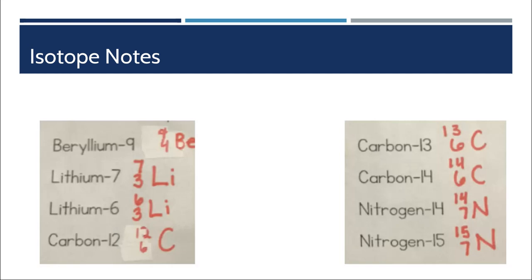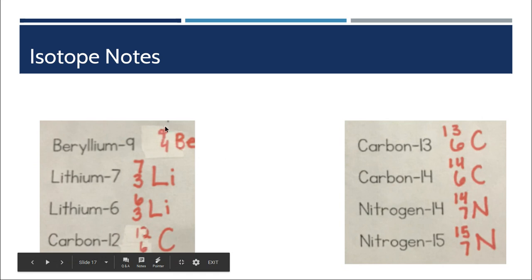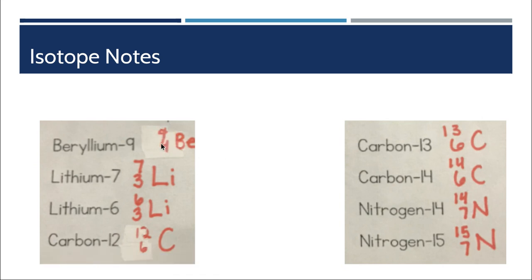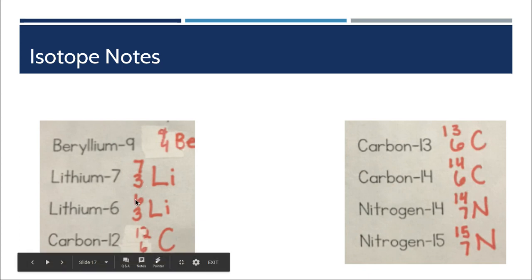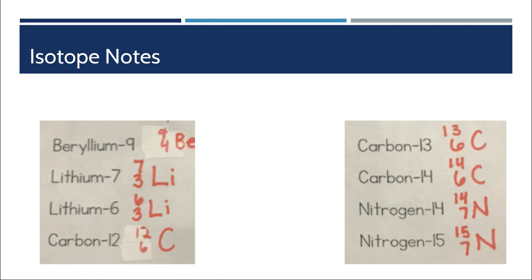Okay, so this is what you should have gotten. And then beryllium, it's 9/4, and the carbon is 12/6, because I know those were hard to come through. But remember, you're always putting your mass number at the top and your atomic number at the bottom. So for lithium, for example, lithium-7 has a mass number of 7 and an atomic number of 3. Lithium-6 has a mass number of 6, atomic number of 3. Same atomic number, same number of protons, different number of neutrons.